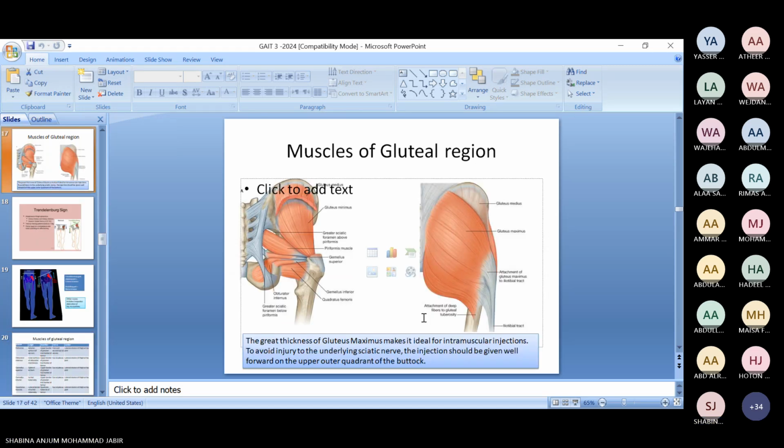So this is the region where you can give the intramuscular injection. Now, in this area we have many important nerves and vessels like the sciatic nerve. So which region is free of important structures? It is your upper outer quadrant, this one. This area is the safe place to give the injection to avoid injury to important structures like the sciatic nerve or other vessels.